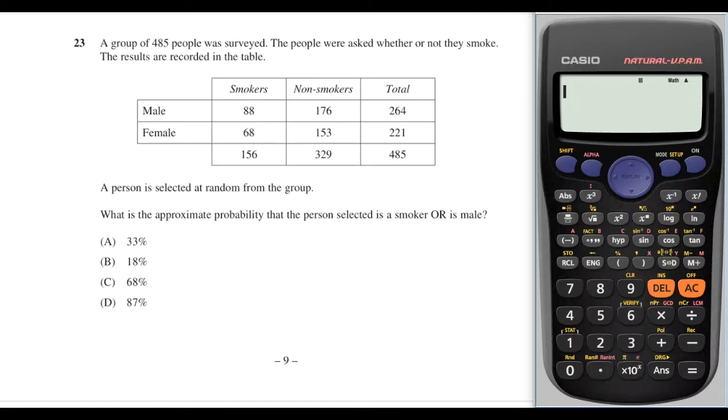Question 23. The group required includes all males and all smokers. In total, this is 88 plus 176 plus 68, or 332. The approximate probability of selecting a member of this group is this sum divided by the total group size of 485, giving us a value of approximately 68%.